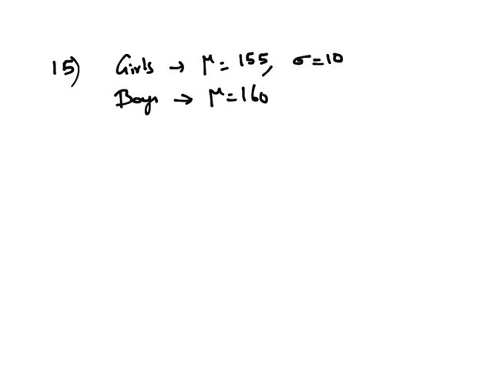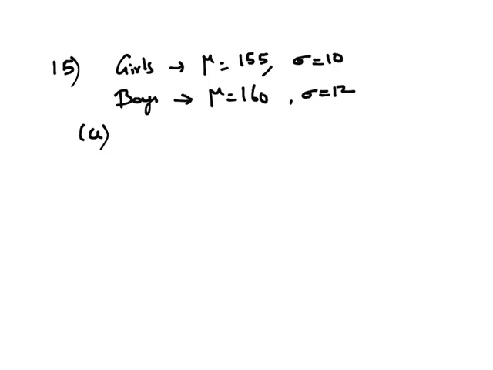In a large school, the heights of all 14-year-old students are measured. The heights of the girls are normally distributed with mean 155 centimeters and standard deviation 10. So for girls, mu is 155 centimeters, so I'll write 155, and standard deviation is 10. Now for the boys, mean is 160 centimeters and the standard deviation is 12. Fine.